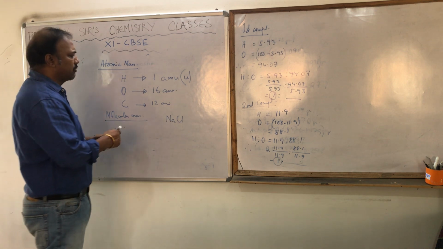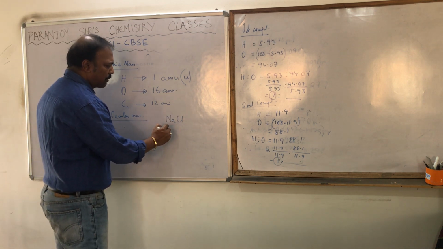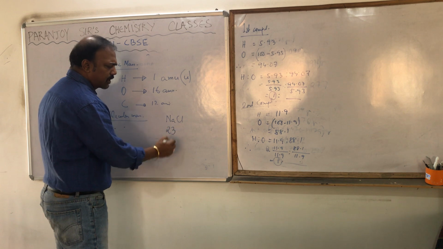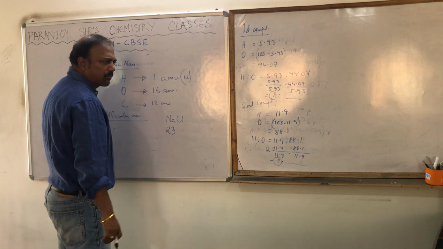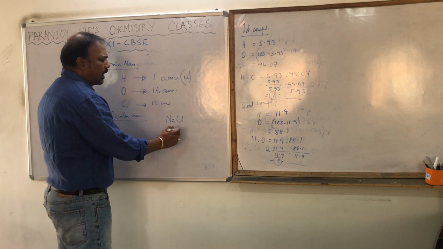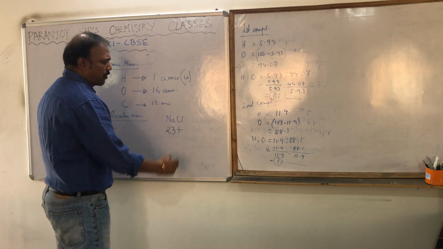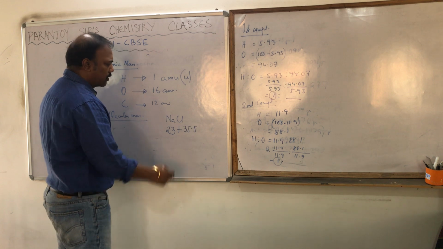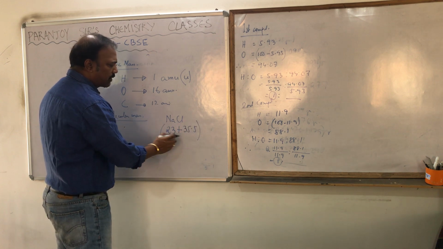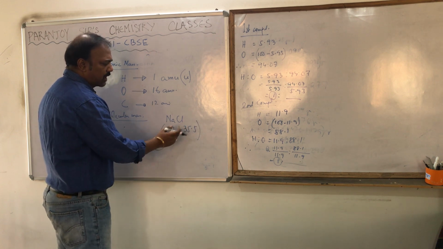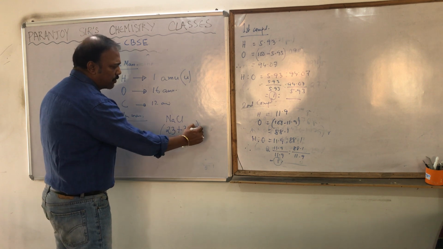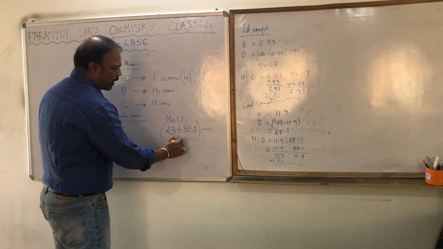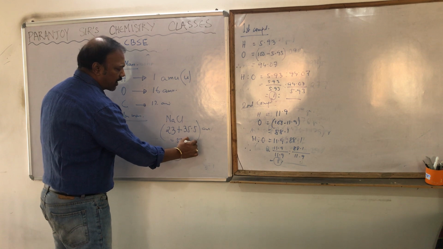So what is the atomic mass of sodium? The atomic mass of sodium is 23. You don't have to remember all these things, just the basic few ones you have to remember. And the atomic mass of chlorine is 35.5. Obviously, the units are AMU. So the molecular mass of sodium chloride is 23 plus 35.5 AMU, that is 58.5 AMU.